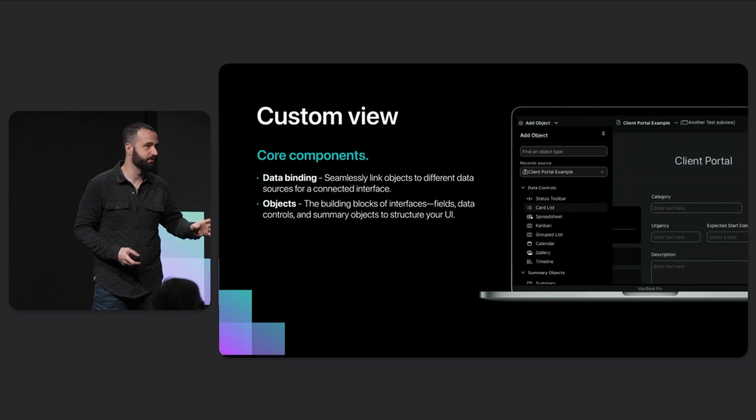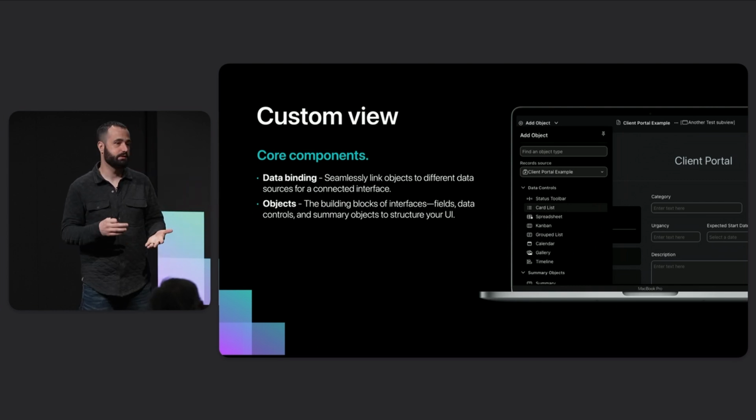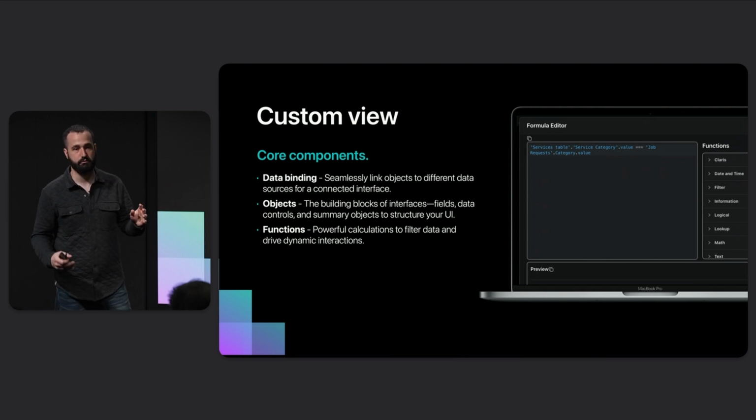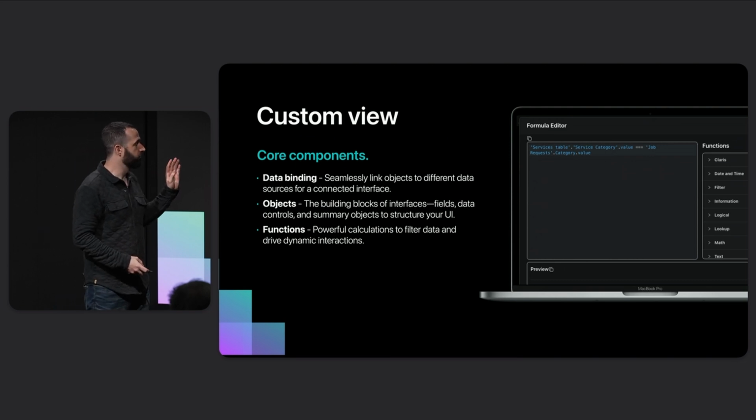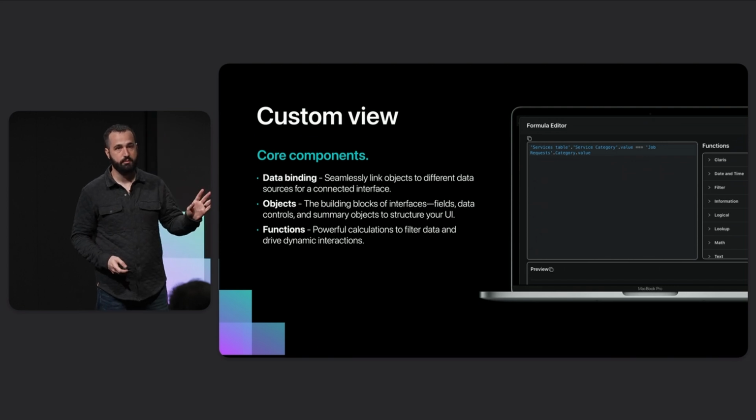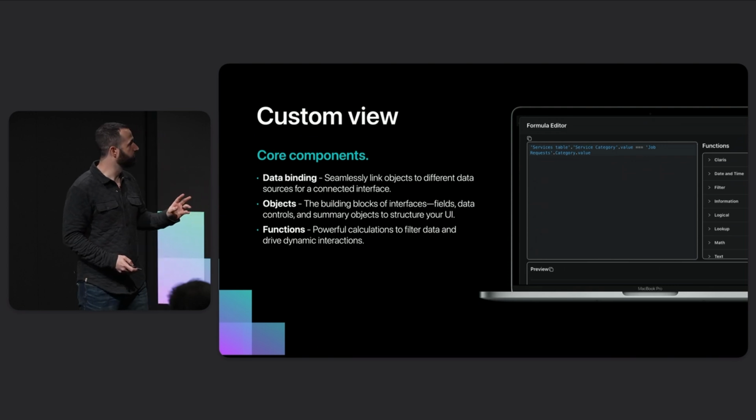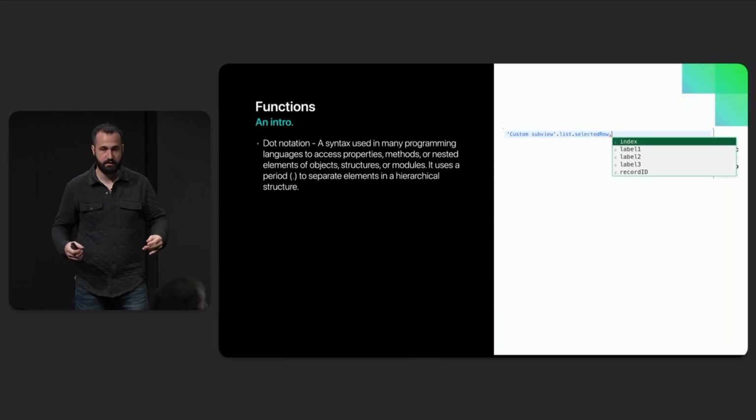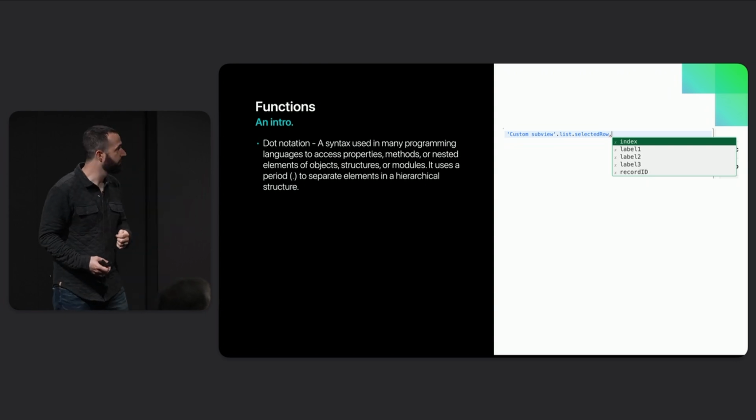Won't spend a ton of time here on objects, but these are your building blocks. So these are the field types. These are data controls like a status toolbar, a list control, spreadsheet, and then data visualization, summaries, charts. These are all the things that make up your custom view. And then functions, which is really what drives the user interaction and starts getting your business logic built in. We're not as function rich as FileMaker is, but there are some really powerful functions here that I think are worth drilling into in a little more detail, to give you a baseline understanding of when you jump into Studio and are building things.